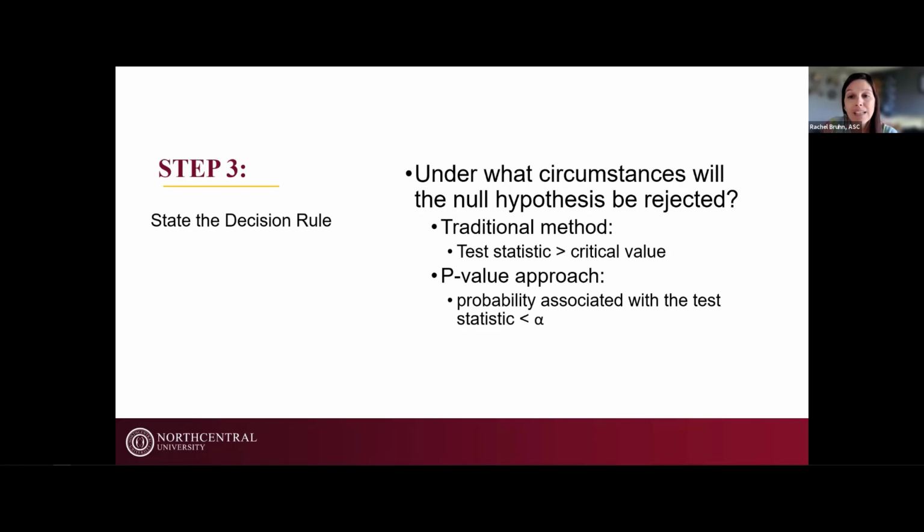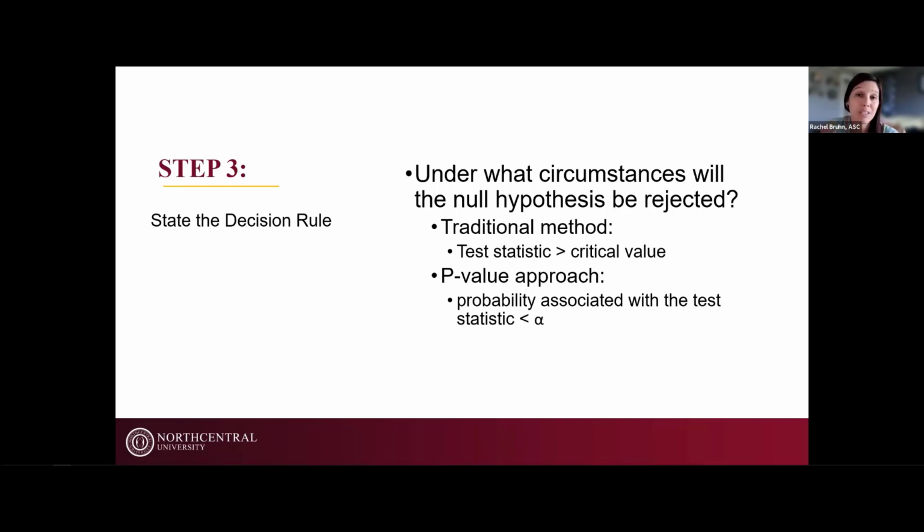Step 3 is to state the decision rule. So the decision rule is, under what circumstances are you going to reject the null hypothesis? When we're conducting research, our decision is always about the null hypothesis. Are we going to reject the null hypothesis, or do we fail to reject the null hypothesis? Basically, does our data support the null hypothesis, or does it refute the null hypothesis?